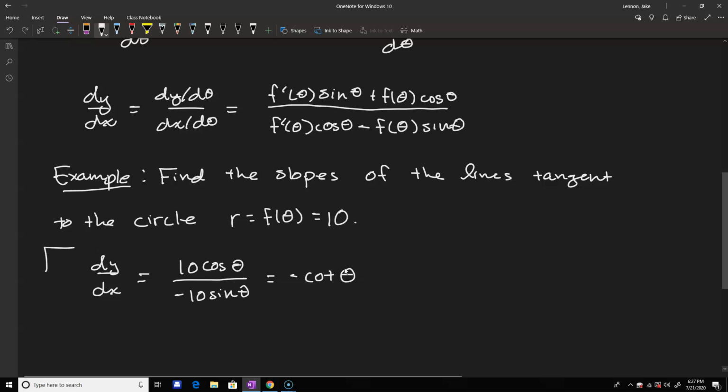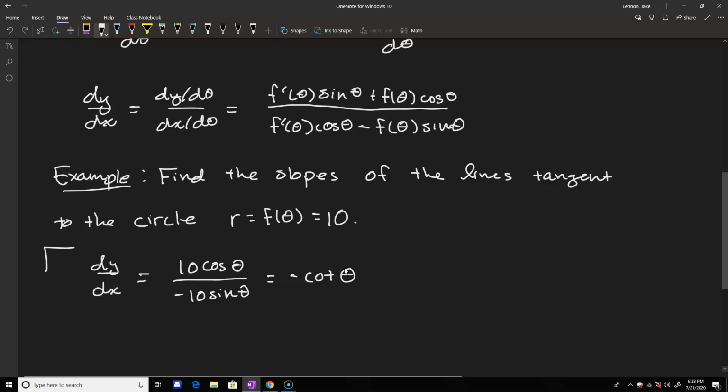So notice if you plug in, for instance, theta equals pi over 2, you're going to be right at the top of the circle, so that would have a horizontal tangent line, so that's going to be 0, as you would expect. And if you plug in 0, you're going to end up with a 0 in the denominator there. Sine of 0 is 0, so you get undefined, which makes sense because that's going to be a vertical tangent line to the circle. So those values are coming out exactly as we expect.